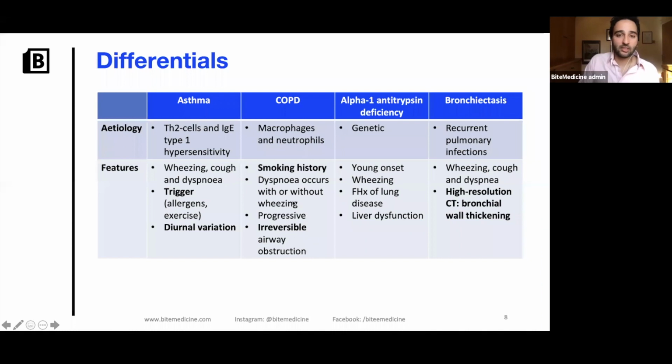So that's why we still give bronchodilators and nebulizers to patients with exacerbations of COPD, but the hallmark is that it's irreversible obstruction.